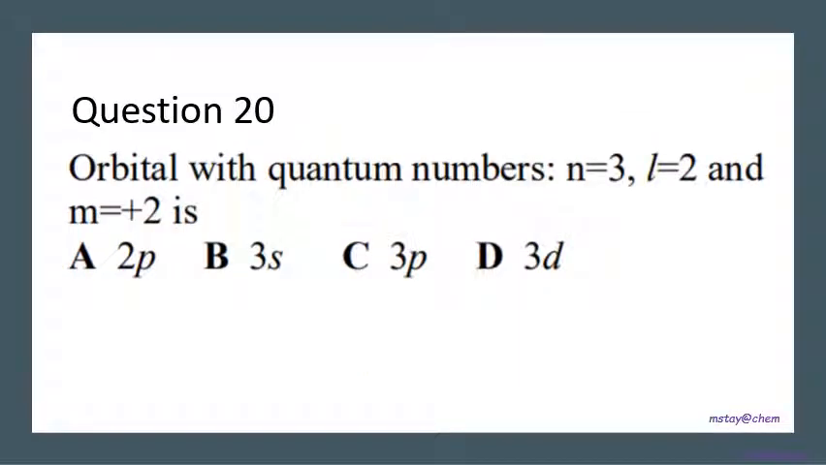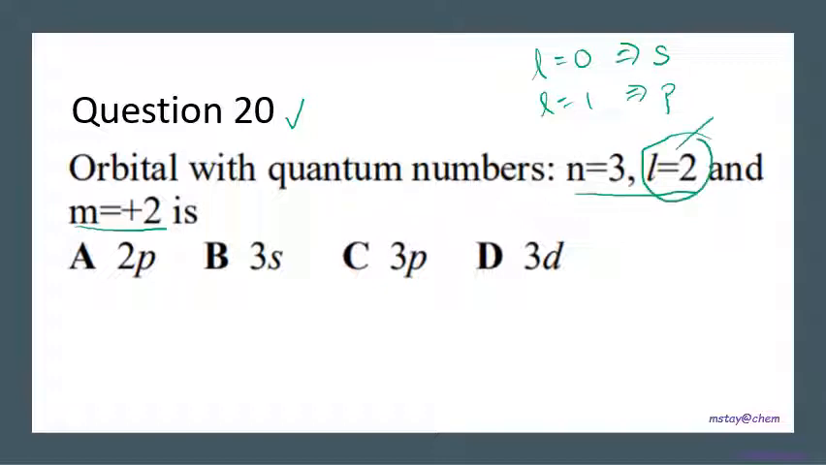Last question, question 20. Orbital with the quantum number n equal to 3, l equal to 2, and m_l equal to positive 2. Just now we know that when l equal to 0, it refers to the s orbital. When l equal to 1, it refers to the p orbital. Therefore, when l equal to 2, it refers to the d orbital. So in this case, the answer is D.